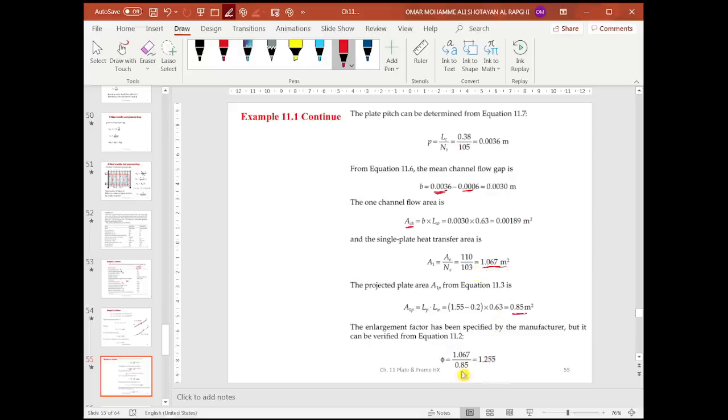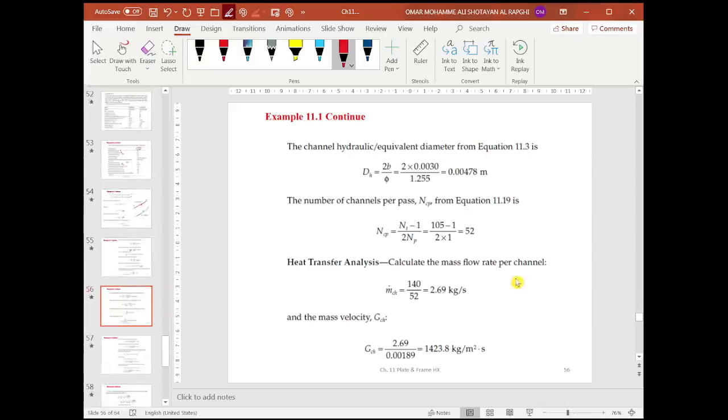Of course, you can find out the phi as compared to what's given. So this is the definition of A1 divided by A1B, which is equal to 1.25, which is very close to what is given, which is 1.25. Calculating the Reynolds number, you need to calculate the hydraulic diameter, which is 2B divided by phi, and you calculate now the number of channels per pass, using the total number of plates divided by 2 multiplied by the number of passes. We have only one pass here for this example. So the number of channels per pass is 52.